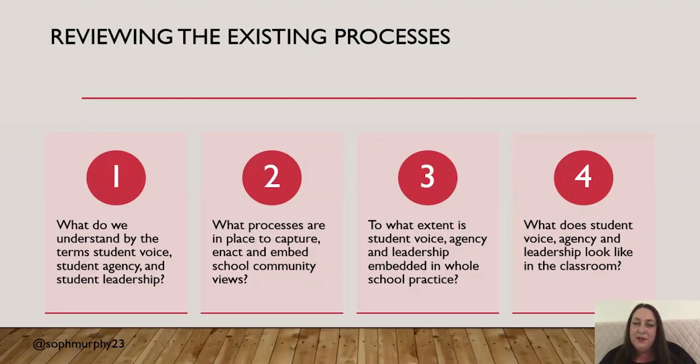But I do think it's got some wonderful definitions and great quotes in there, and great research that's attached to that document. So what processes is your school putting in to really have an understanding of student voice? Is it embedded in as a whole school?